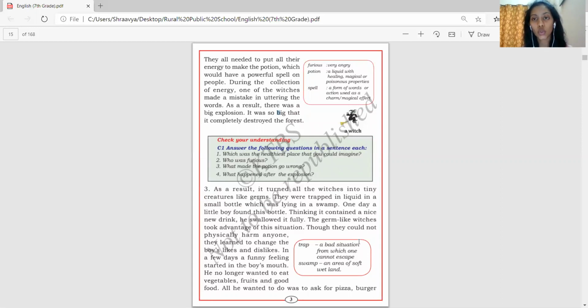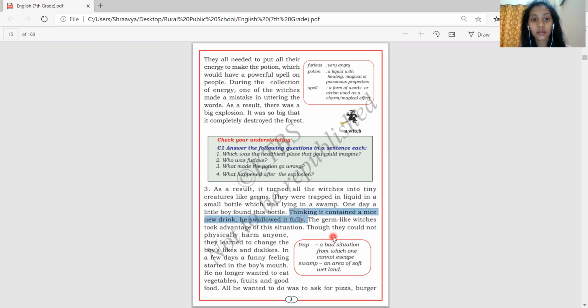Swamp is an area of soft wetland. So because they were in a forest and there was liquid all around, this became like a swamp. It means it became wet. One day, a little boy found this bottle. There was a little boy in this forest, and he found this bottle inside which all of these witches were little germs, like small germs.